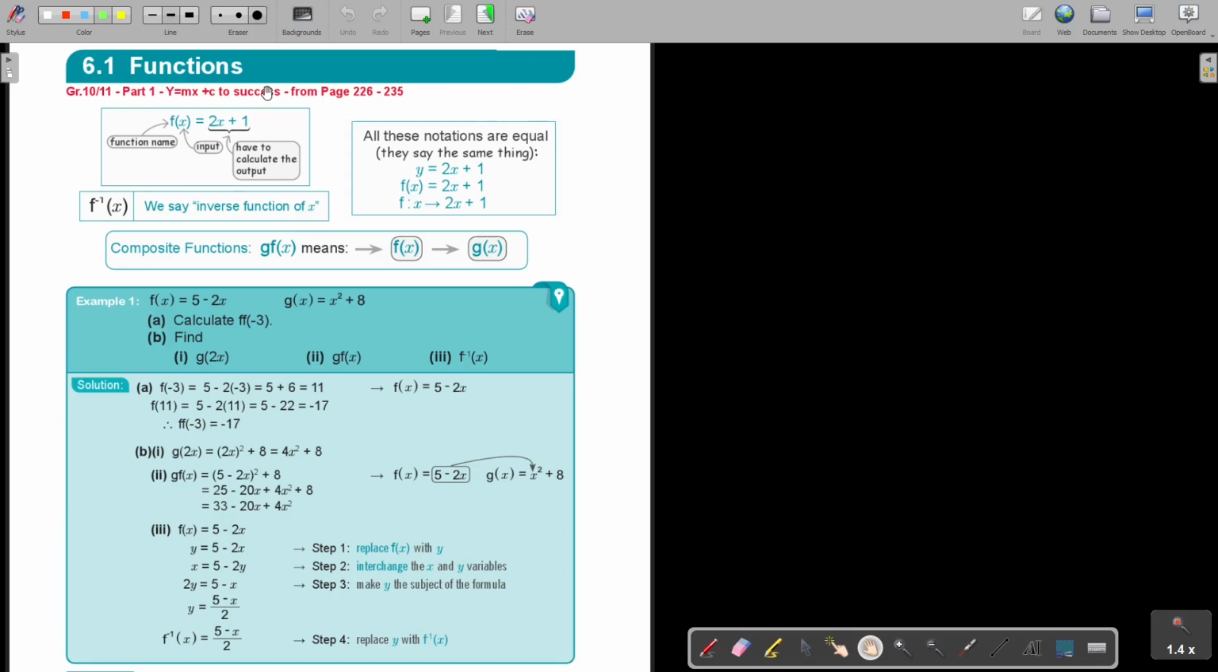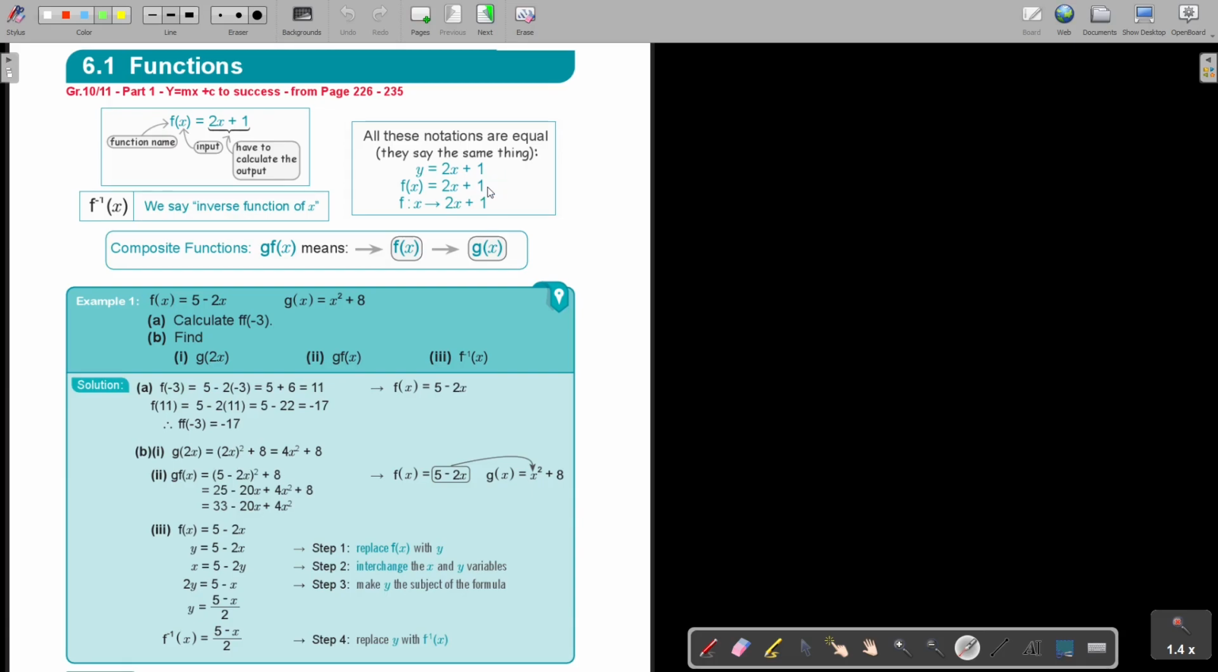In the textbook, you will see that this is the function's name, f(x). This is then the input, what I put into x. If I substitute it, you have to calculate the output after you substitute it. All these notations are equal. Instead of writing y, they write f(x). But they can also write it like this, f: x → with an arrow. But you are always welcome to rewrite it in this form, f(x).